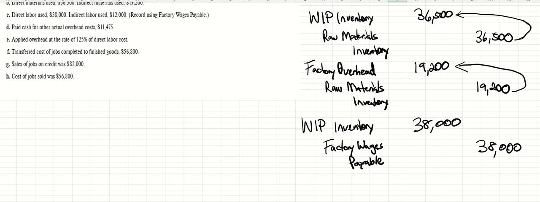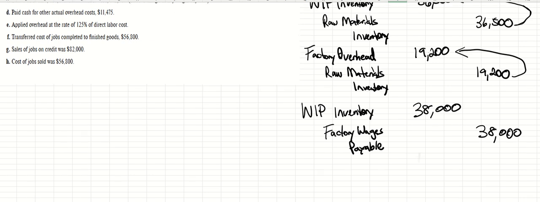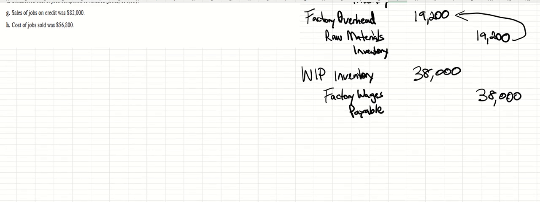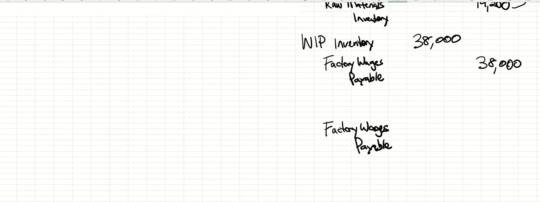Okay, so C2 would be indirect labor used, $12,000. For indirect labor, we're going to also credit factory wages payable for $12,000.